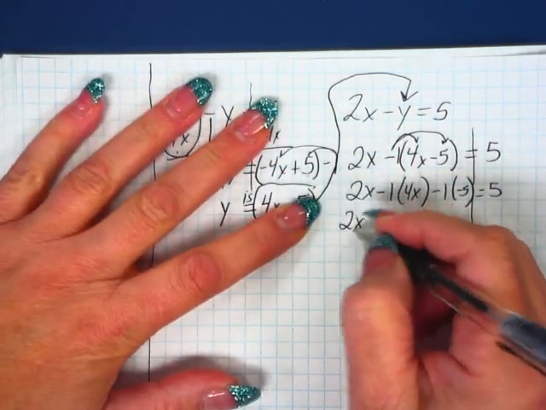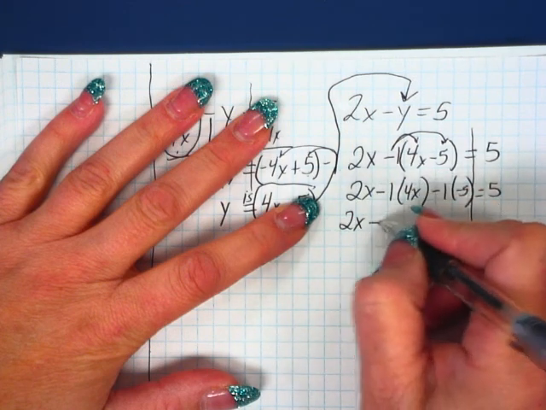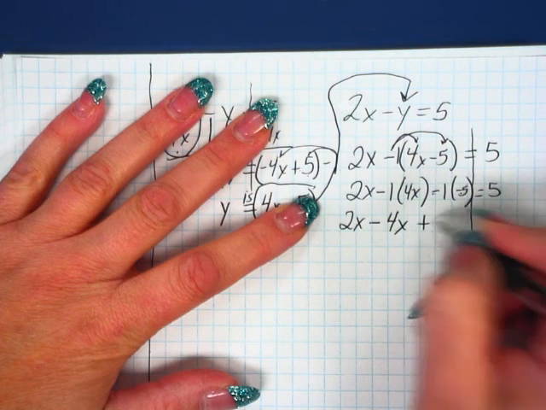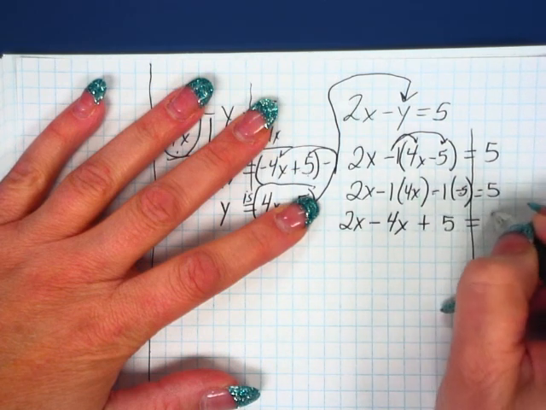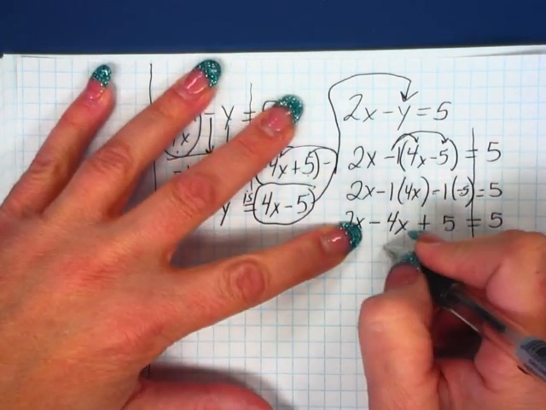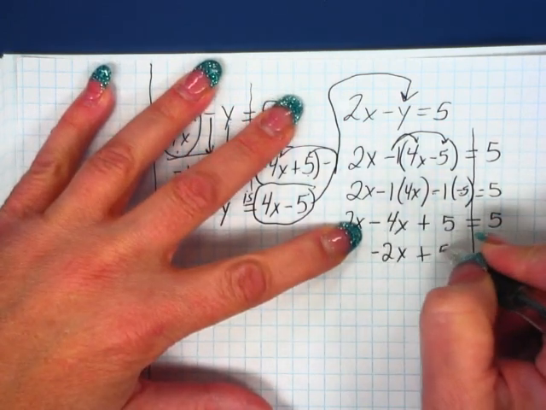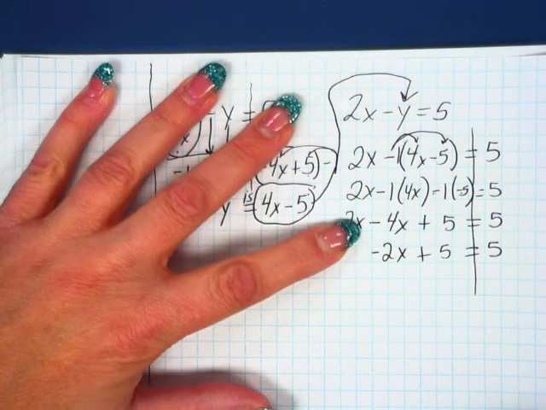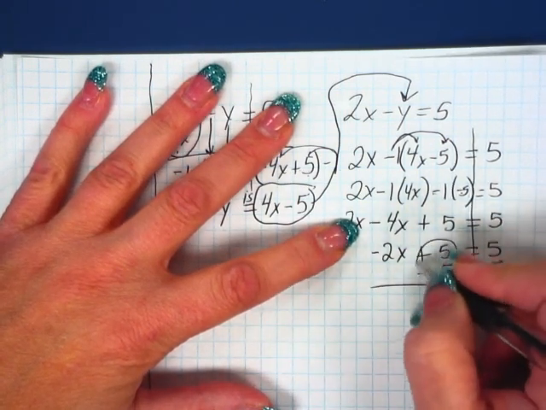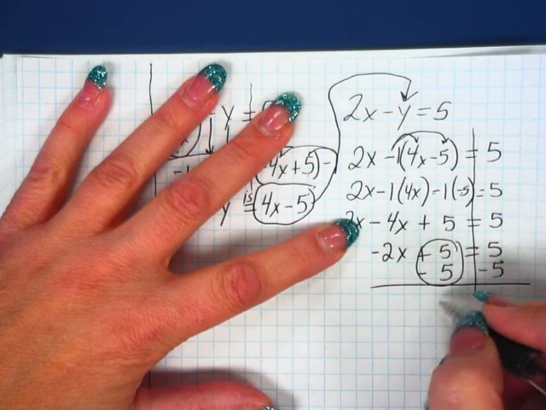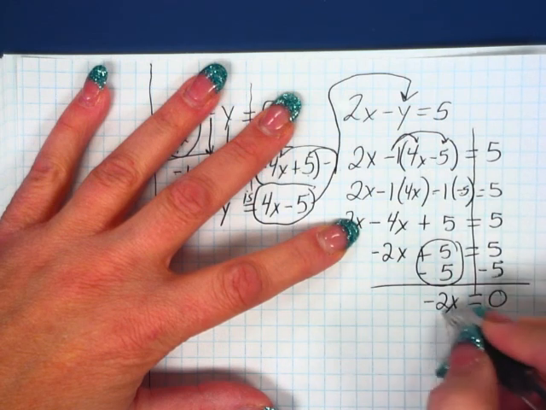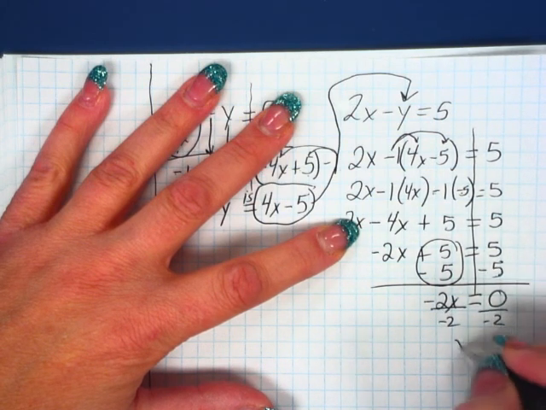We want to get rid of parentheses. A negative times a positive is a negative. 4x times 1 is 4x. Negative times a negative is a positive. 1 times 5 is 5. Collect our like terms. 2x minus 4x is negative 2x plus 5. Now we do addition and subtraction. We subtract the 5 from both sides. So this gives me the 0. And so I get negative 2x equals, and this is a 0 as well. So divide by negative 2, and x equals 0.